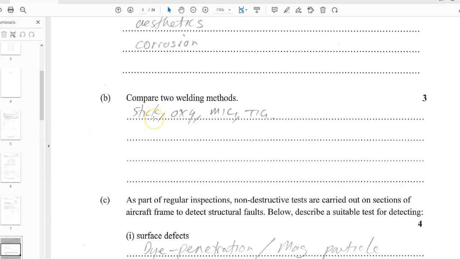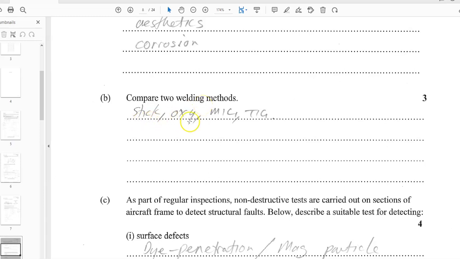So if you said stick can be done on site, but it requires more skill, whereas MIG is faster and easier, but can only be done in a workshop environment, I've compared them. I've said where they're different. Really, the better answer would say they both still use electricity. Comparing is show how things are similar or different. If we're cubing, we're going to circle compare. We're going to box 2, to make sure that we remember that there's 2. We don't just compare 1 or 3. And we're going to underline welding, just to make sure that we don't do wedding methods.